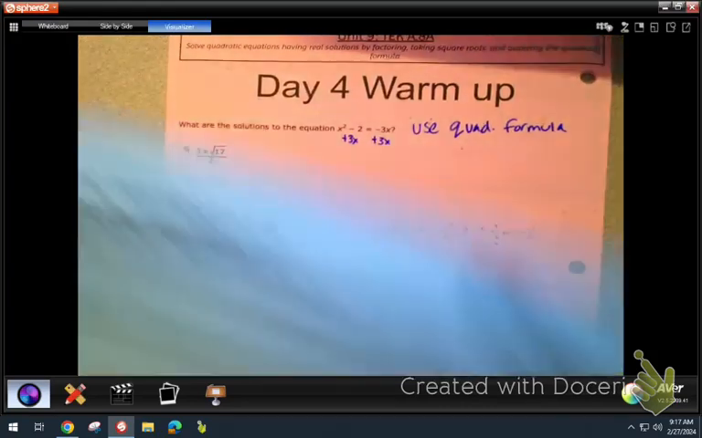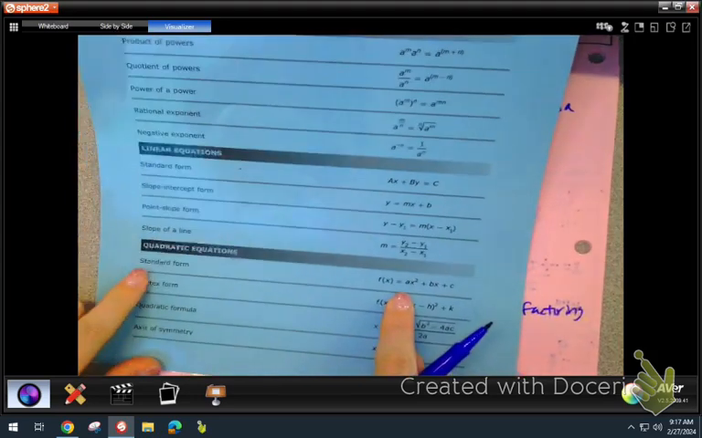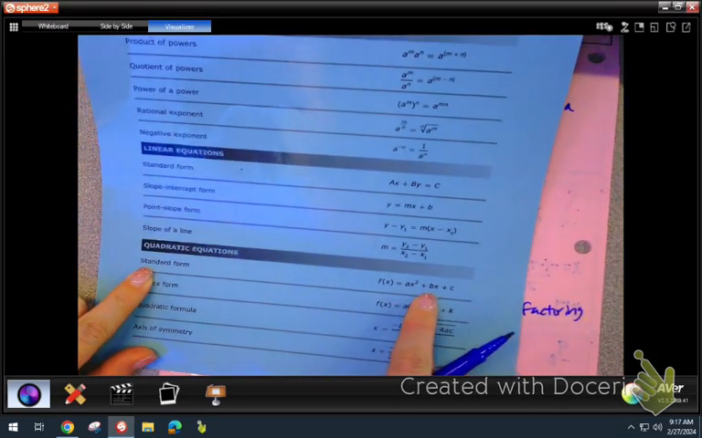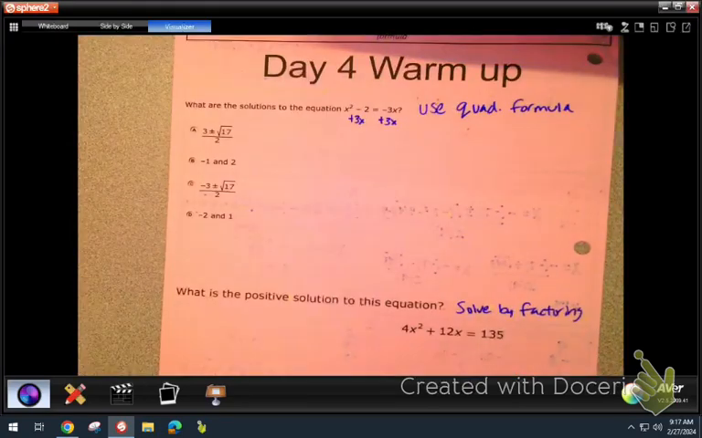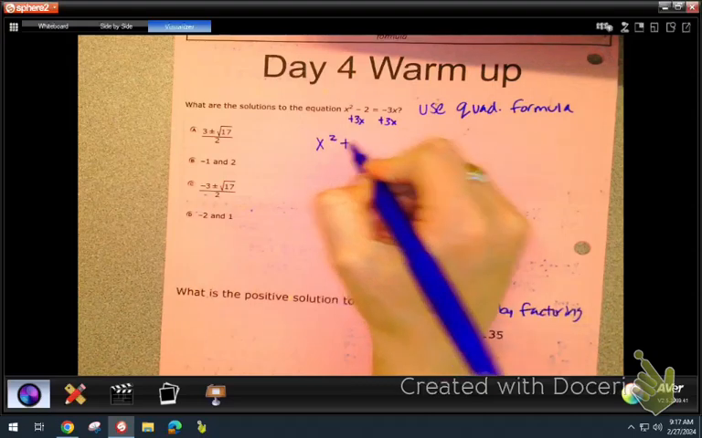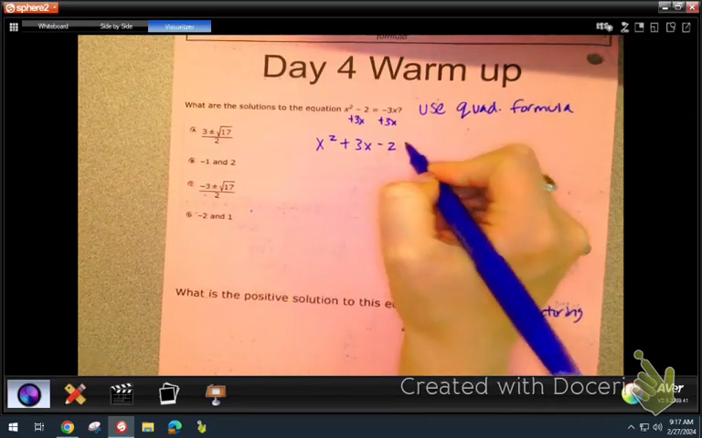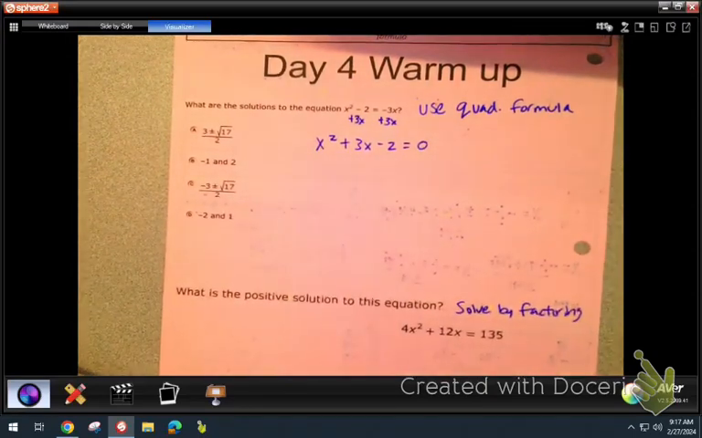And remember, we've got to be in standard form, which is on your chart as well. The squared term, the x term, the constant. So you have to put it in the right order. So we've got x squared plus 3x minus 2 equals 0. Did everyone get there? Okay, we need to be able to get there.